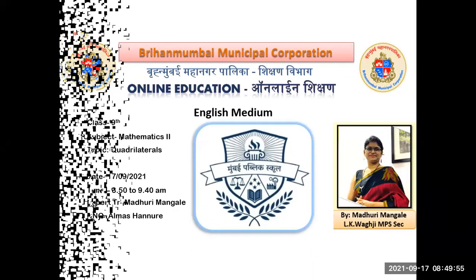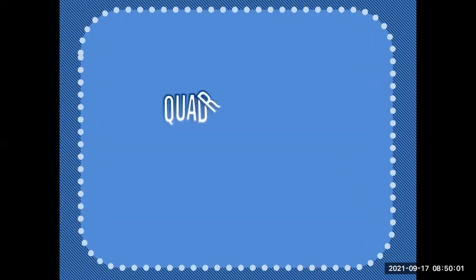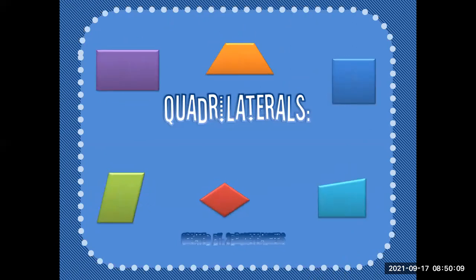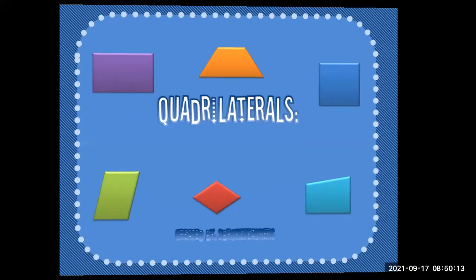So in this class, in maths 2, we were working on quadrilaterals. Let's quickly recap. Firstly, the definition of a quadrilateral: any closed figure which is four-sided is a quadrilateral. Right? And then we look at the types of quadrilaterals.